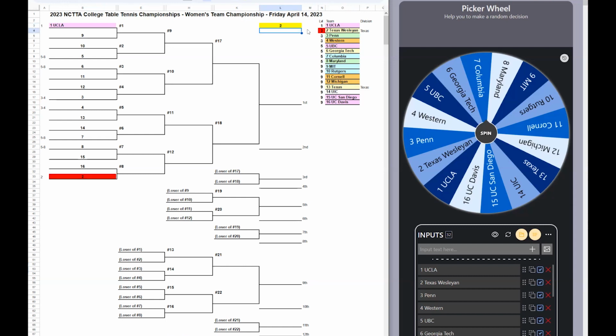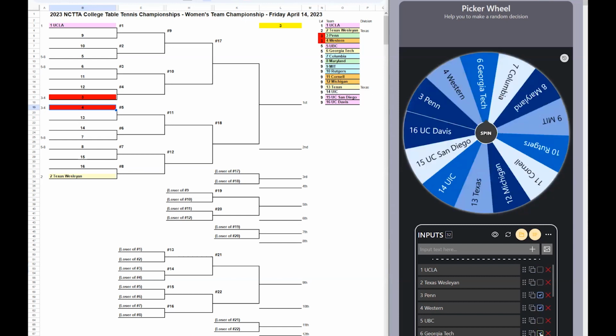This second seed, Texas Wesleyan, there's one place they can go to. I'm going to go ahead and put them there. Now, the next level of seeding is level 3. So there are two teams, Penn and Western, that are seeding level 3. They're equals. There are two positions here they can go to. And there is no regional consideration. All 4 teams here are from different regions. So it is a random draw to see who goes where.